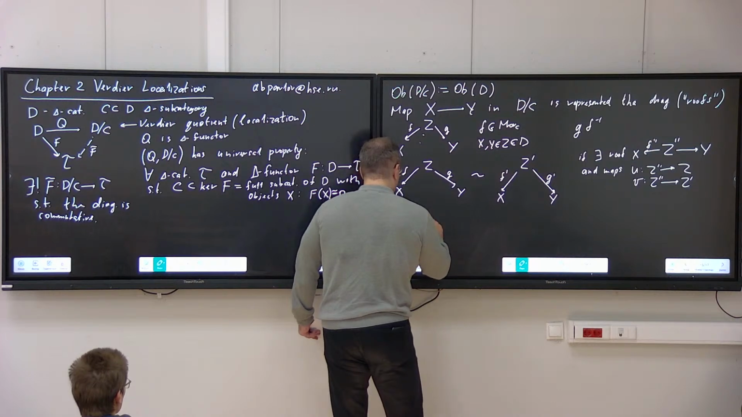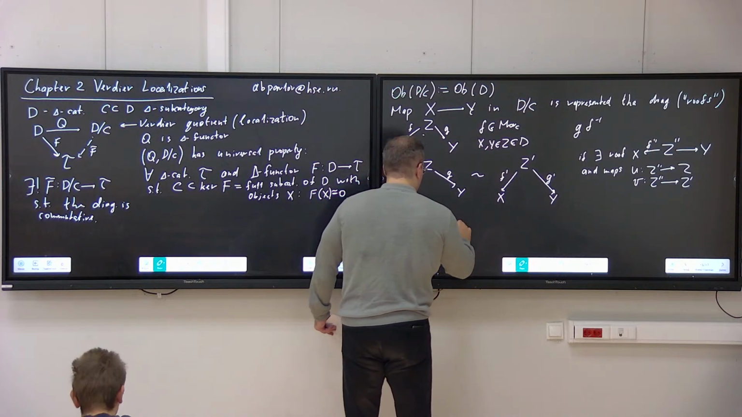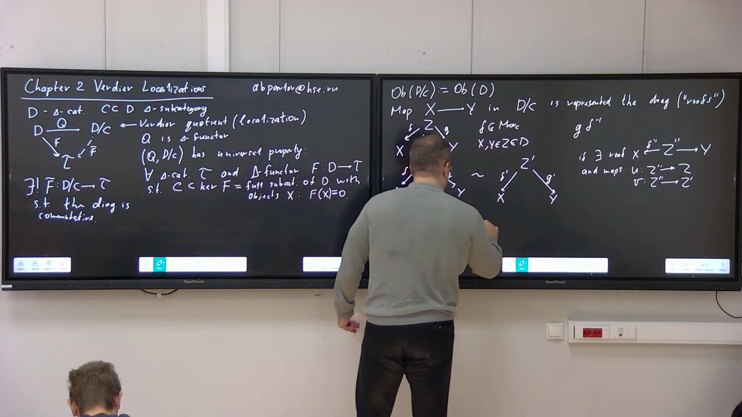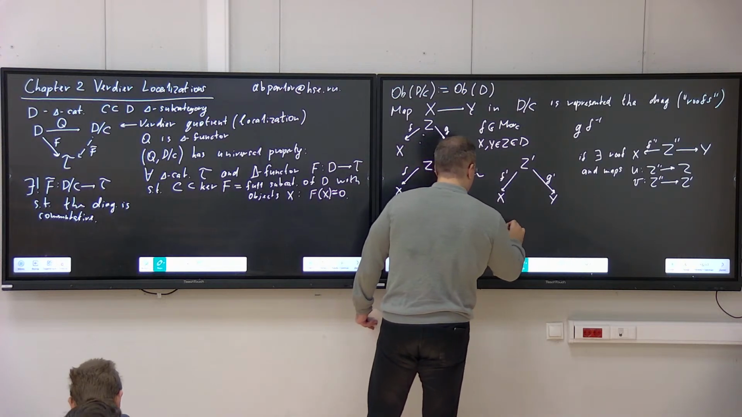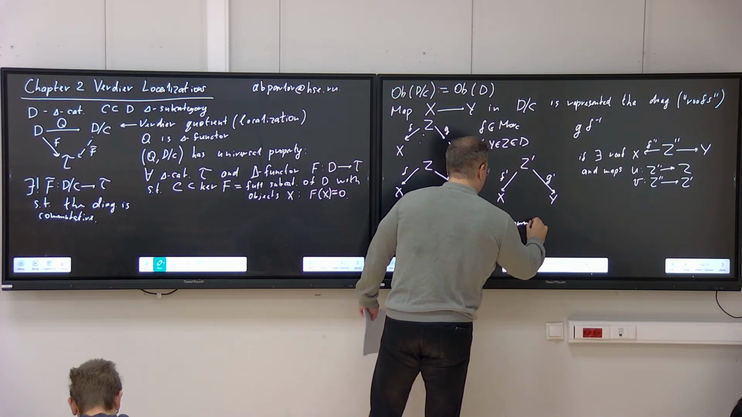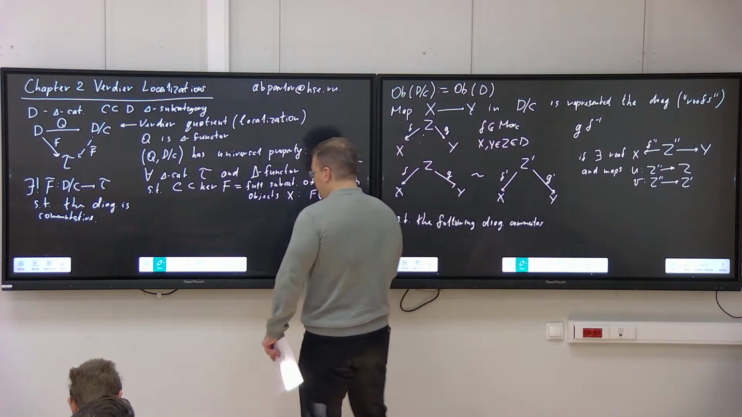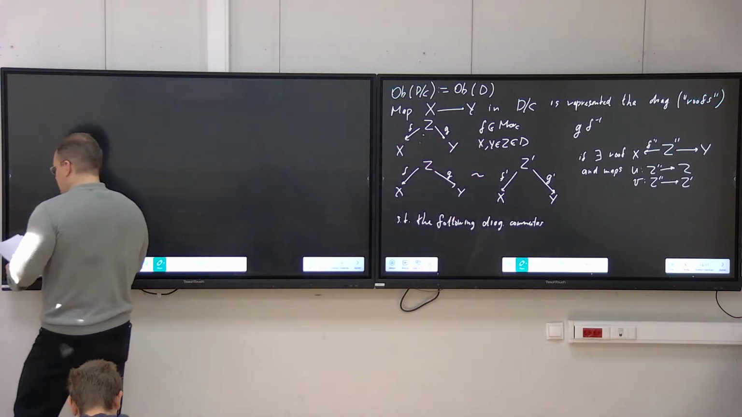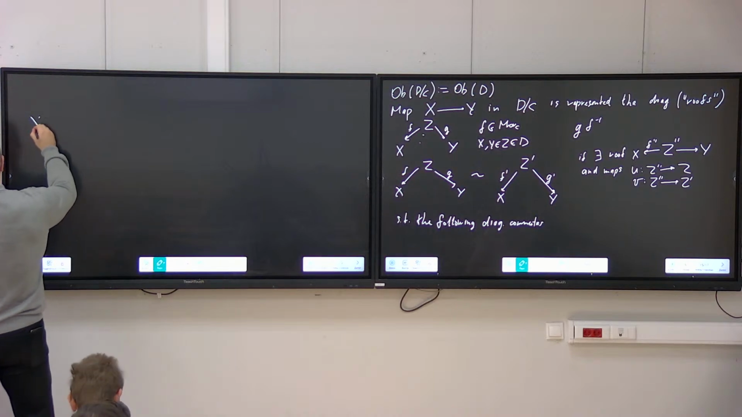Such that the following diagram commutes. And here's the diagram. So I have three triangles.